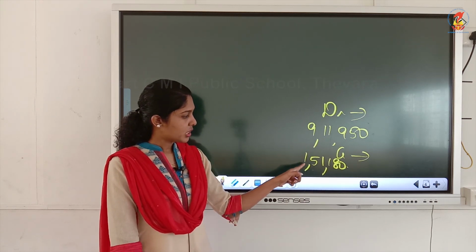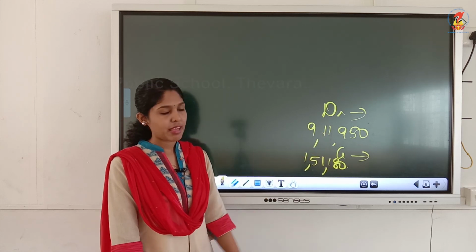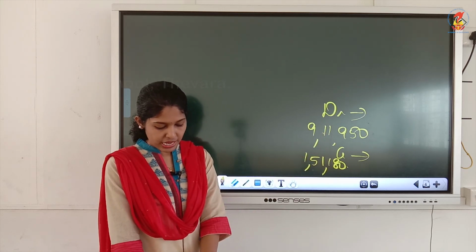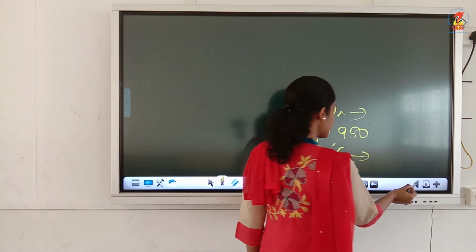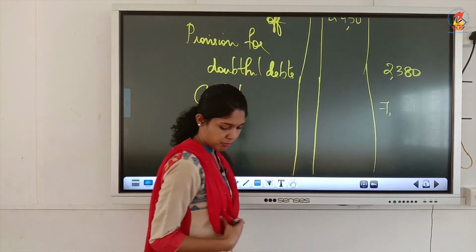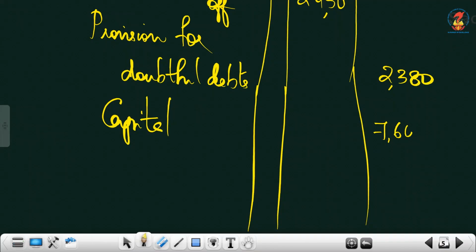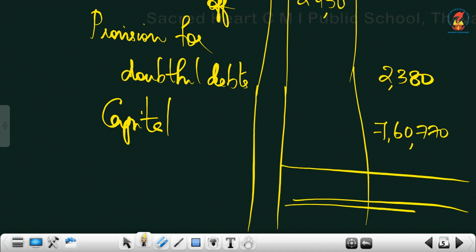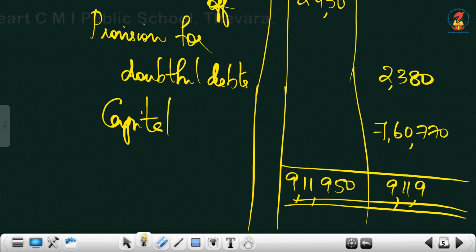That means just minus this figure 1,51,180 from this 9,11,950. So the difference you will get is 7,60,770. That we will write as capital, and capital will be having a credit balance because it's a liability. Yes. Now you can write the totals the same on both sides. You don't have to add again, both sides you will be getting 9,11,950.